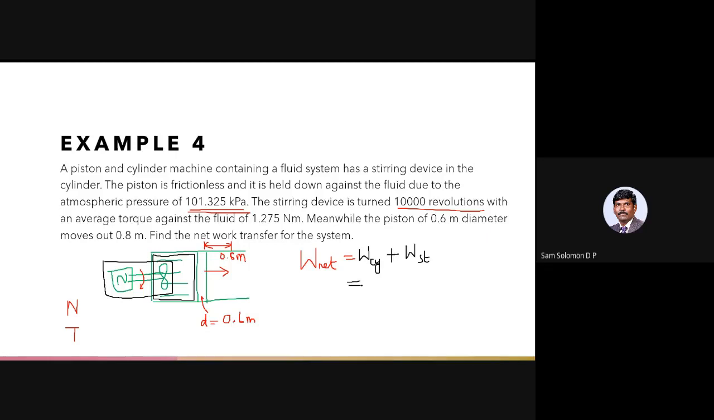In this case it is PV. There is no change in the area of the piston, but the length of the piston is going to change. So that is going to be pressure times A, where A is the area of the piston and L is the length by which the piston has moved. If you combine A and L, that gives you the volume of the system. We are very familiar with that. So P into A into L will give you work done in case of the cylinder. What about work done in case of a steering device?